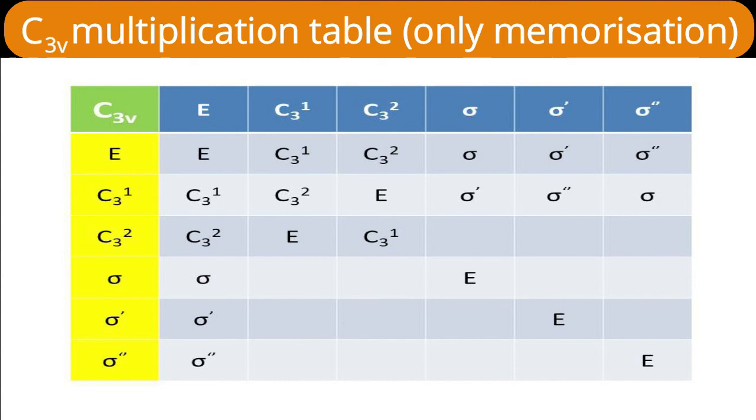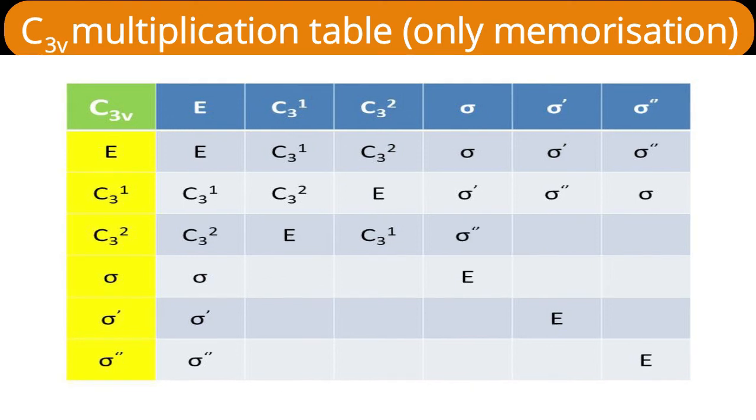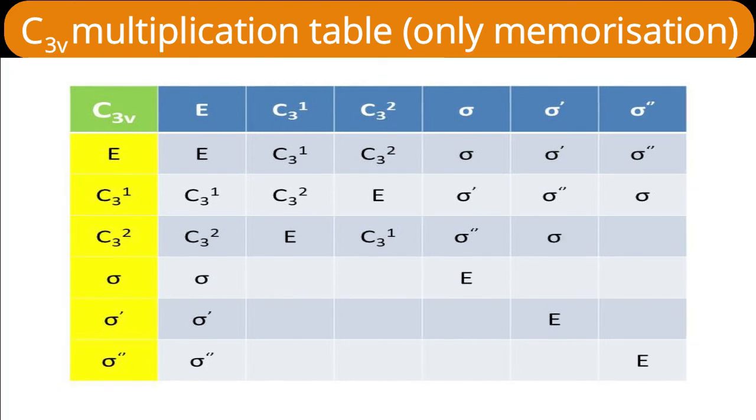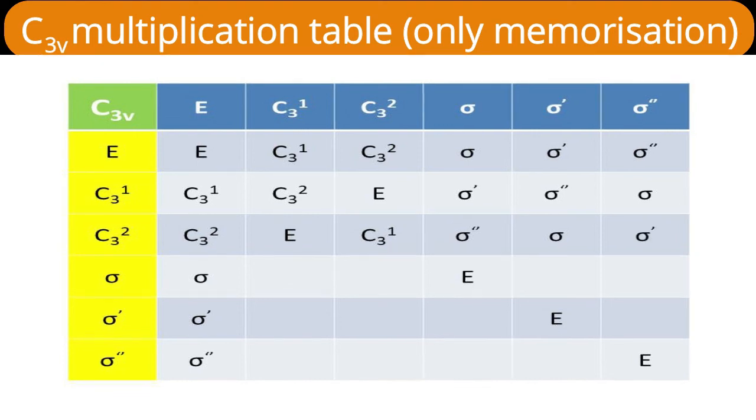See, C32 into sigma. What's our guess? The result should be? Yes, the third plane. That's sigma double dash. Now, guess. C32 into sigma dash. Which plane should be there? 2 planes next. That's a? Yes, sigma. Likewise, I want an answer from you. C32 into sigma double dash. Absolutely. Sigma dash. See, we have covered the second quadrant also.